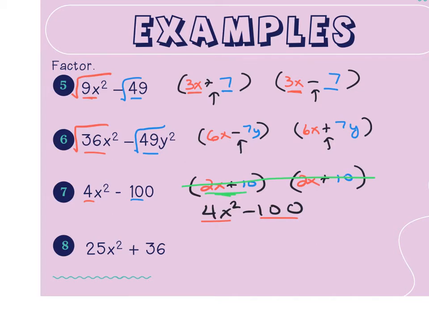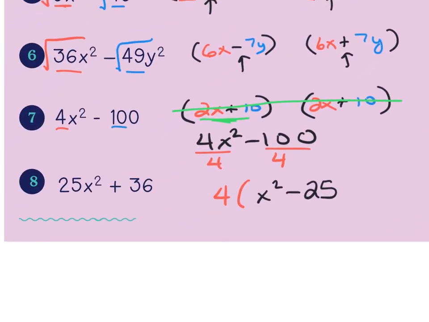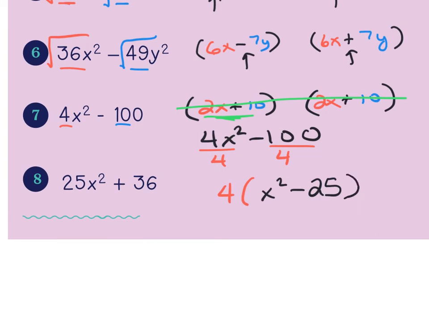Notice they both have a greatest common factor of 4. So I'm going to put the GCF here. And then the answer to that division is going to be x squared minus 25. Now, I still have the difference of two squares in this parentheses because I can assume a coefficient of 1 here, and 1 is a perfect square.